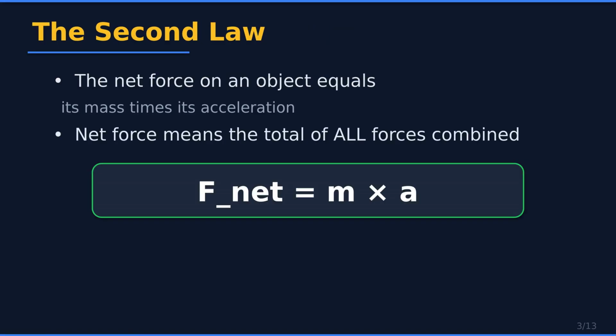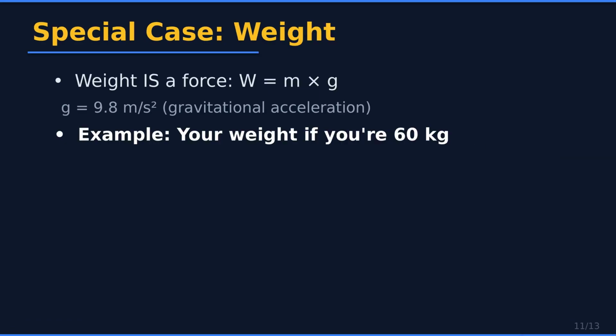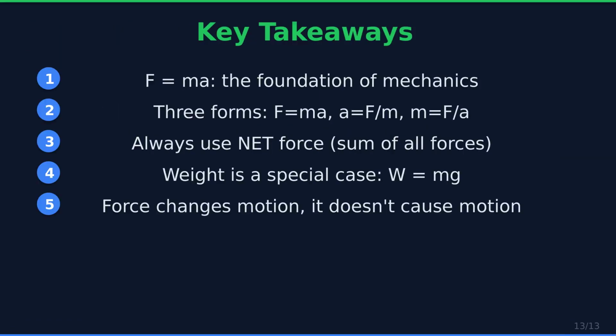Think about it. A fully loaded truck needs about 10 times more distance to stop compared to a small car going the same speed. You can throw a tennis ball way faster than a bowling ball, even though you use the same arm strength. And rockets burn millions of pounds of fuel just to get off the ground. All of these are explained by just 3 letters. F equals ma. Here it is.